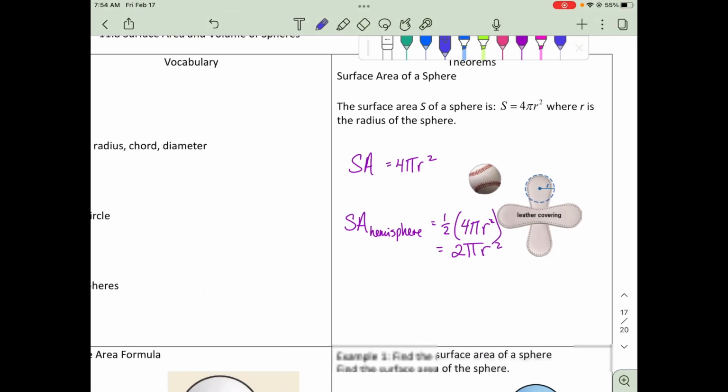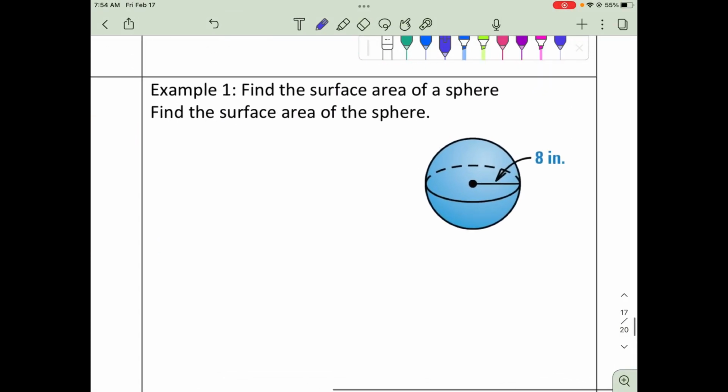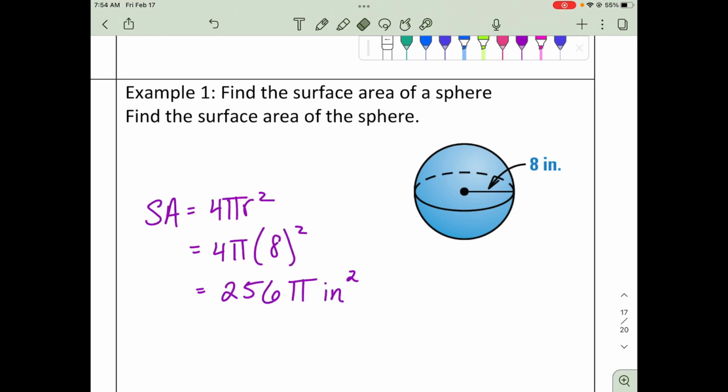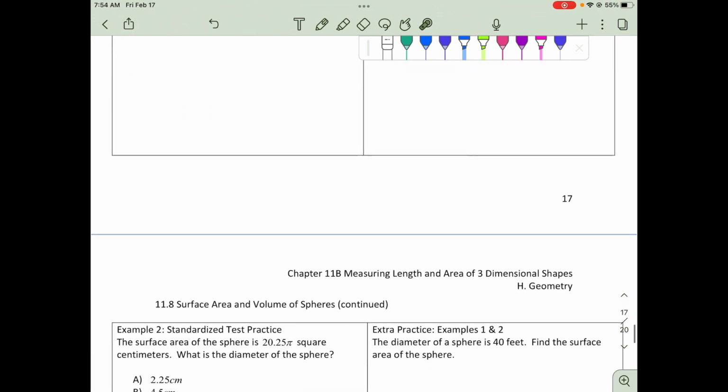All right, so now go ahead and look at example 1. Pause the video and use your formula for pi r squared to find the surface area, and then come back to make sure that you got the correct answer. All right, so you should have just found that the surface area is 256 pi. Notice that the units are squared because we're dealing with area and not volume here, okay? Now let's go ahead and continue on to the next page.